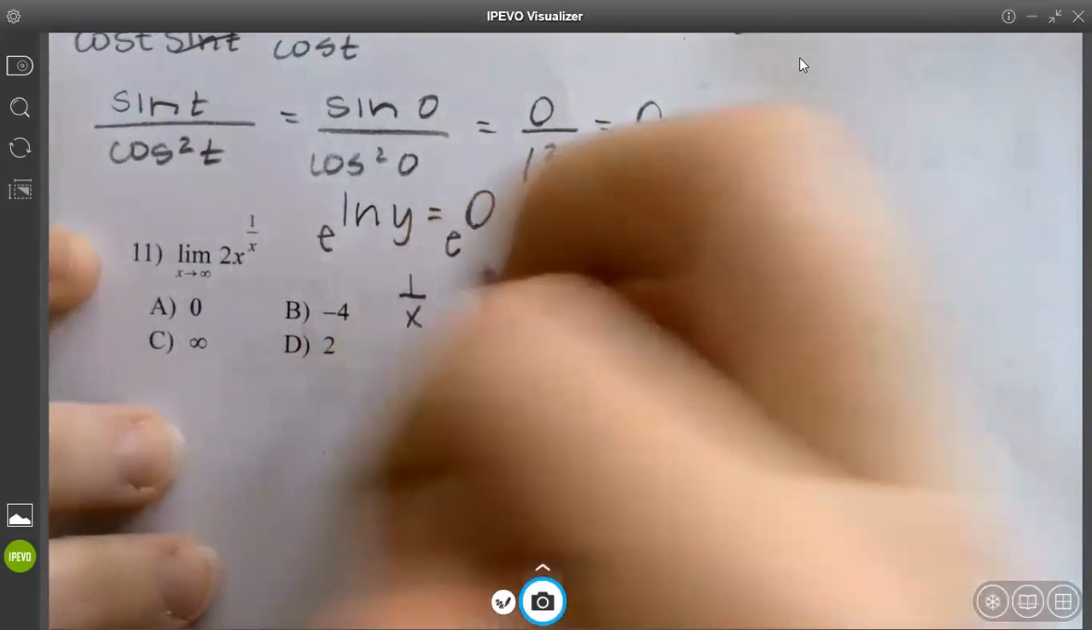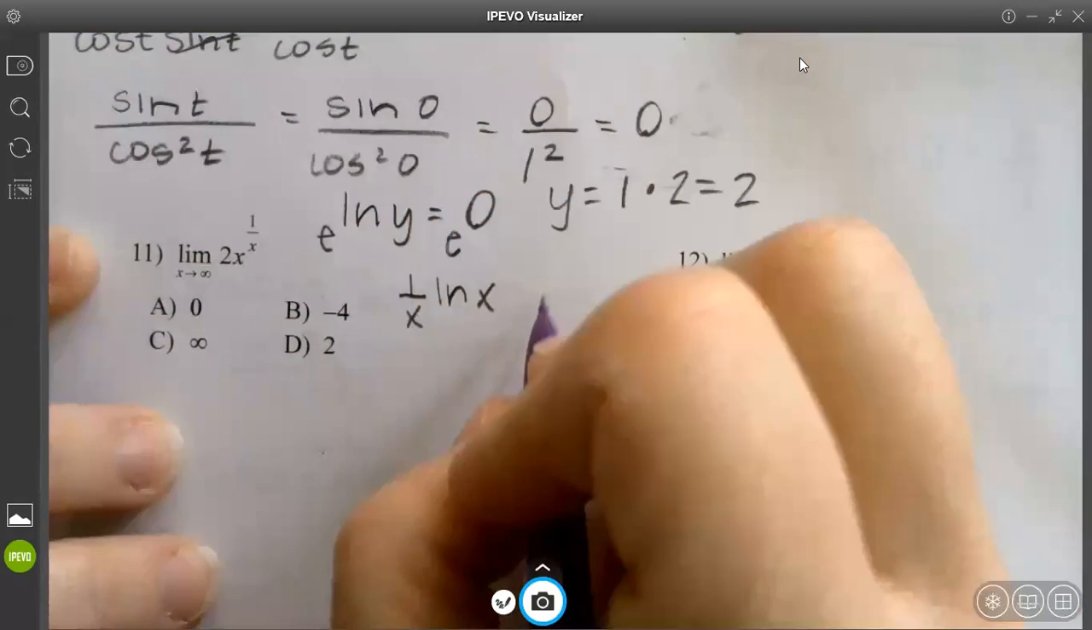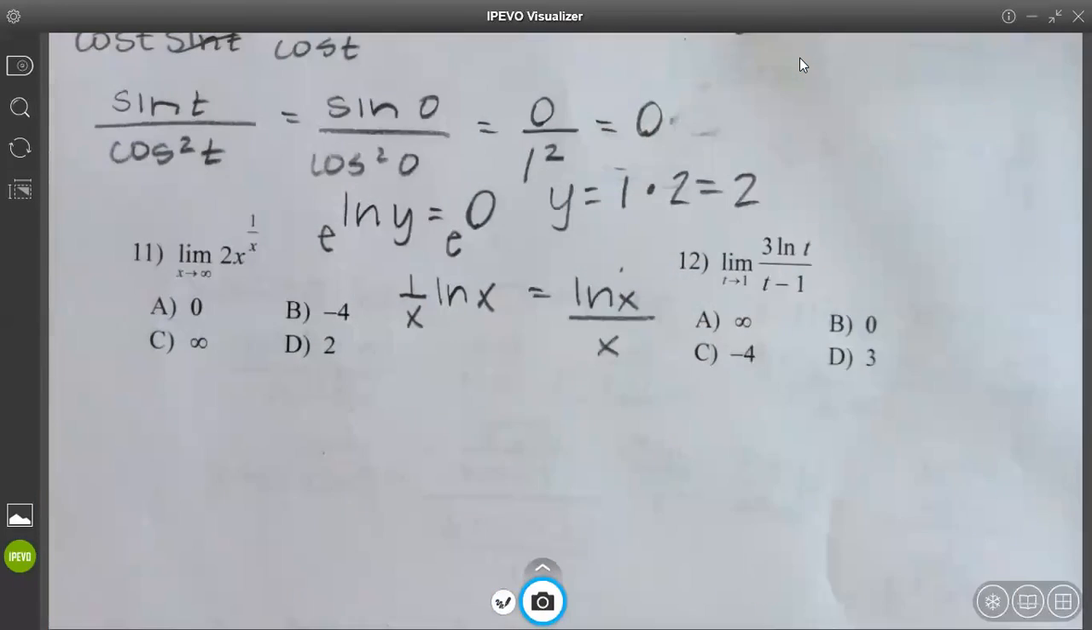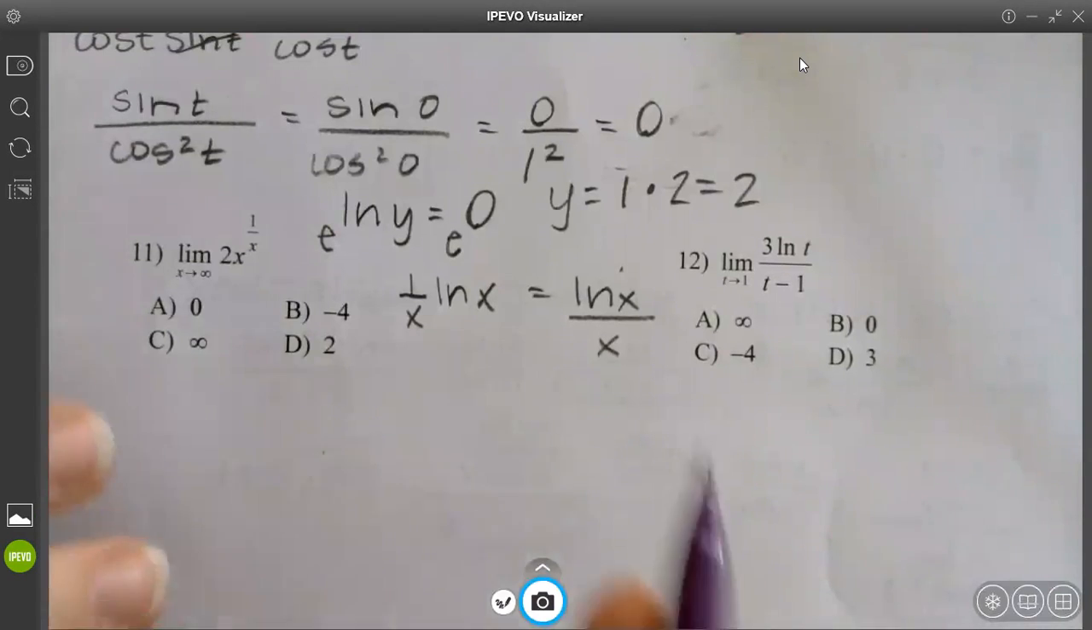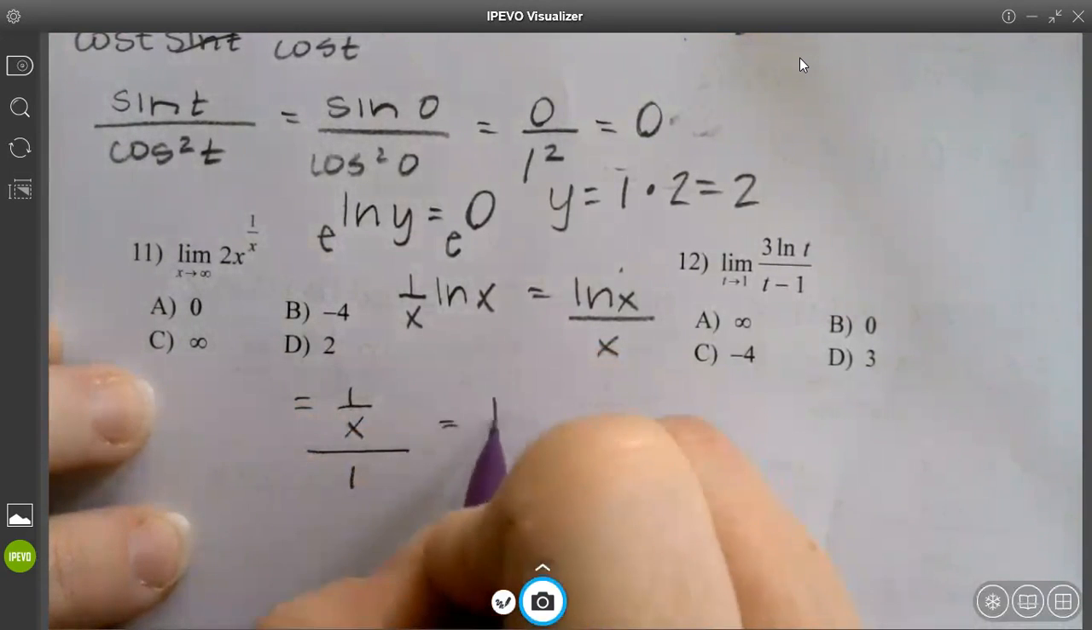So we're going to put the 1/x in the front, ln x. The good thing is that this is already a fraction. So when I multiply these together, the x is just going to go to the bottom. You don't have to flip it or do anything. Take the derivative of ln x, which gives you 1 over x.